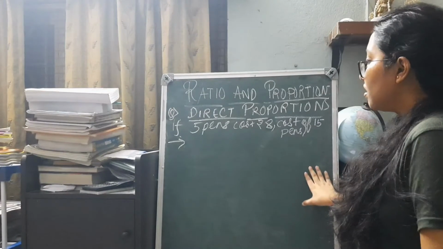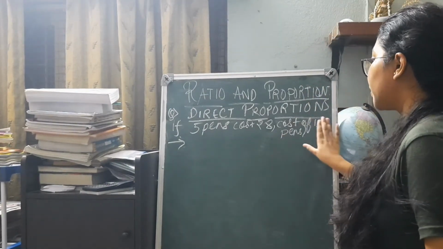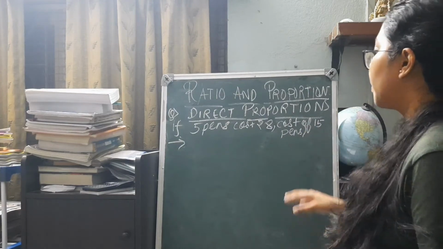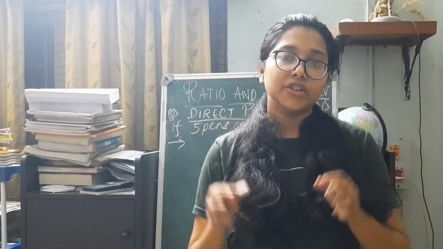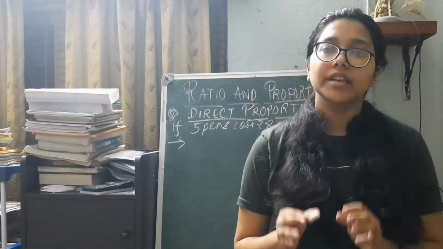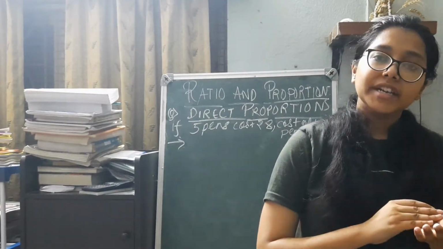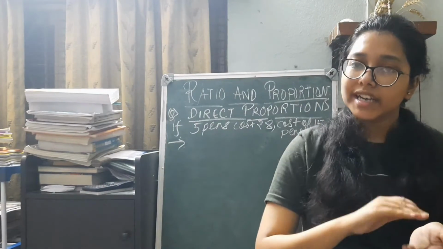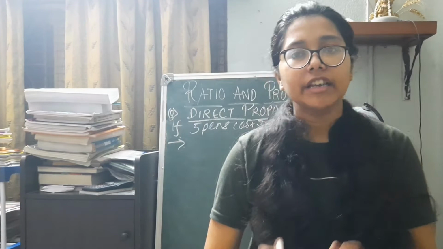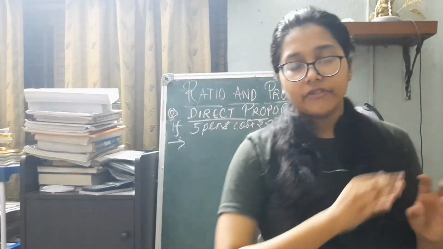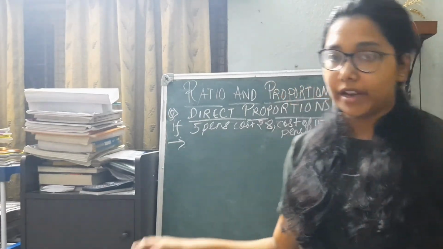It has been given in this question that if 5 pens cost rupees 8, then what is the cost of 15 pens? Now before I begin the question, what is direct proportion? Direct proportion means two quantities are varying directly with each other. That means if one quantity is increased or decreased, the second quantity will also show a proportional increase or decrease. That is why they are directly proportional to each other. So that's how the questions are done.